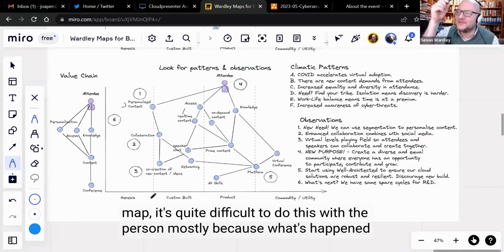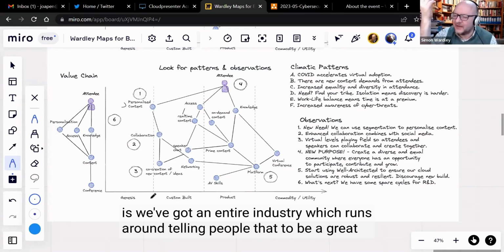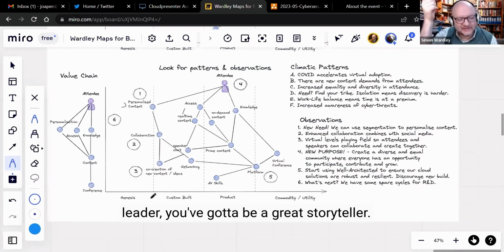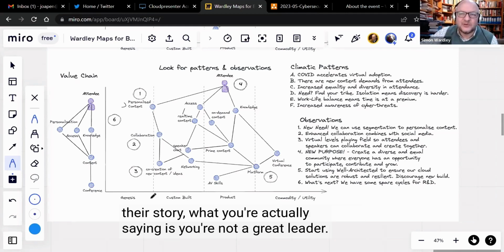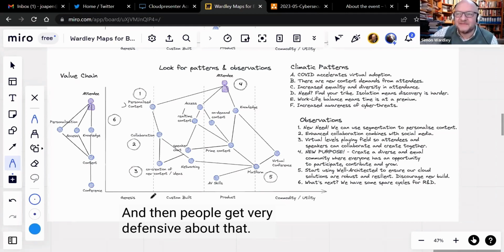It's quite difficult to do this with the person, mostly because we've got an entire industry which runs around telling people that to be a great leader, you've got to be a great storyteller. And therefore, if somebody's got a story and I challenge their story, what you're actually saying is you're not a great leader.